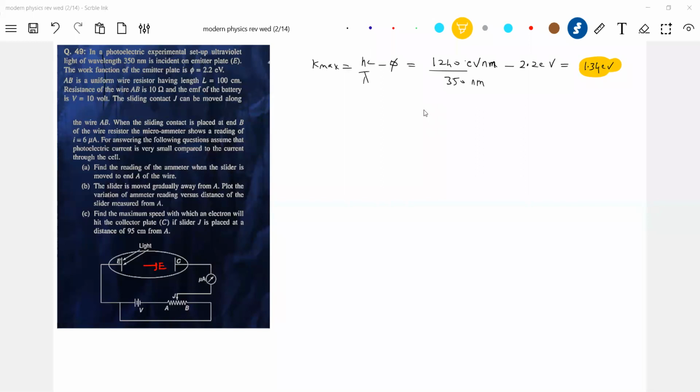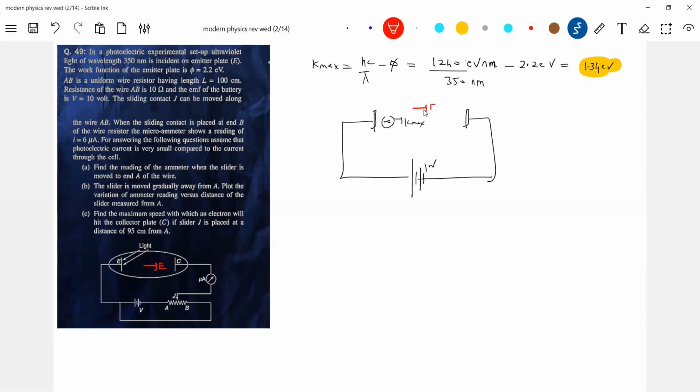Now, first, when it is at A, it's asking to find the reading of the emitter when the slider is moved to the end A of the wire. When the slider is moved to end A of the wire, there won't be resistance from the rheostat. So all the 10 volt applied will appear here. The reading of the emitter will be there when the electrons pass through it. A simple diagram. 10 volt is applied. Here it is ejected with Kmax. The electrostatic field will be like this, so it will experience a force.